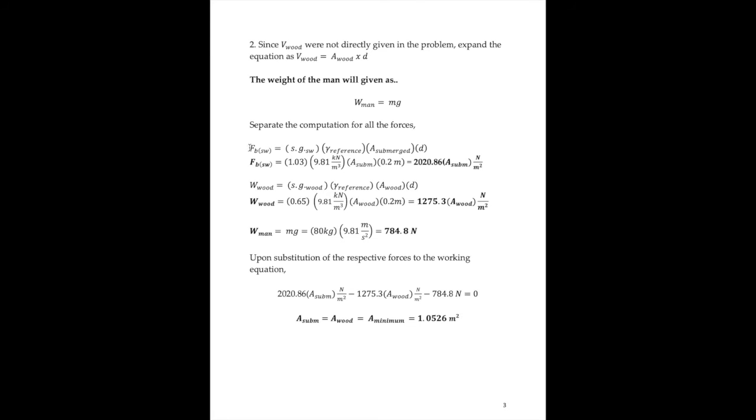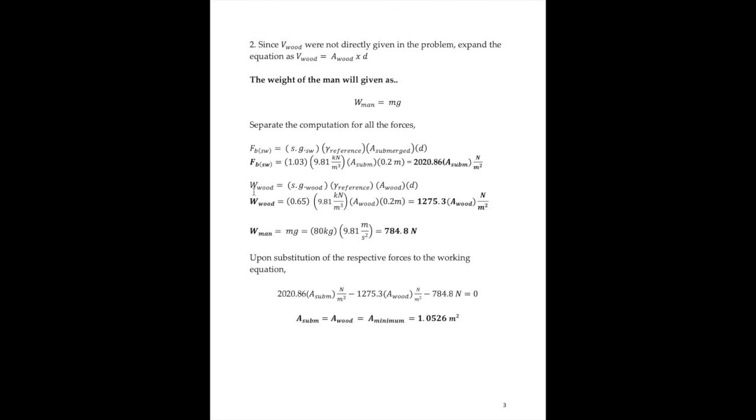For the buoyant force due to seawater, it will be given by this equation. Remember that the area of the submerged object is what the problem requires, so it will remain as a variable. Upon substitution, 1.03 as the specific gravity of seawater multiplied by 9.81 kN per cubic meter, the specific weight of the reference fluid, and 0.2 meters as the draft, gives you a variable value of the buoyant force as 2020.86 times the area of the submerged, in newtons per cubic meter.